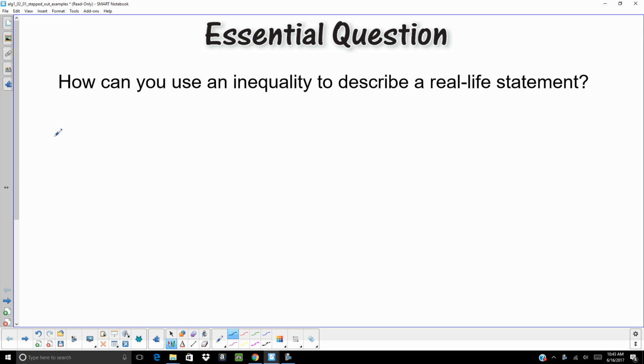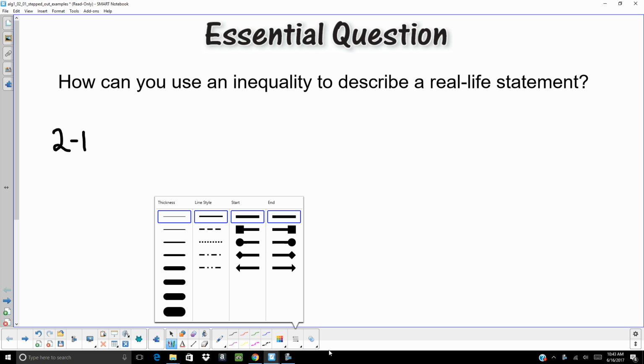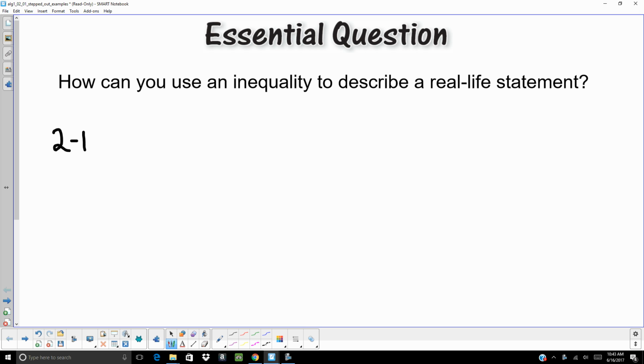All right, today we are doing Chapter 2, Section 1 out of the Algebra 1 book. And our essential question is, how can you use an inequality to describe a real-life statement?